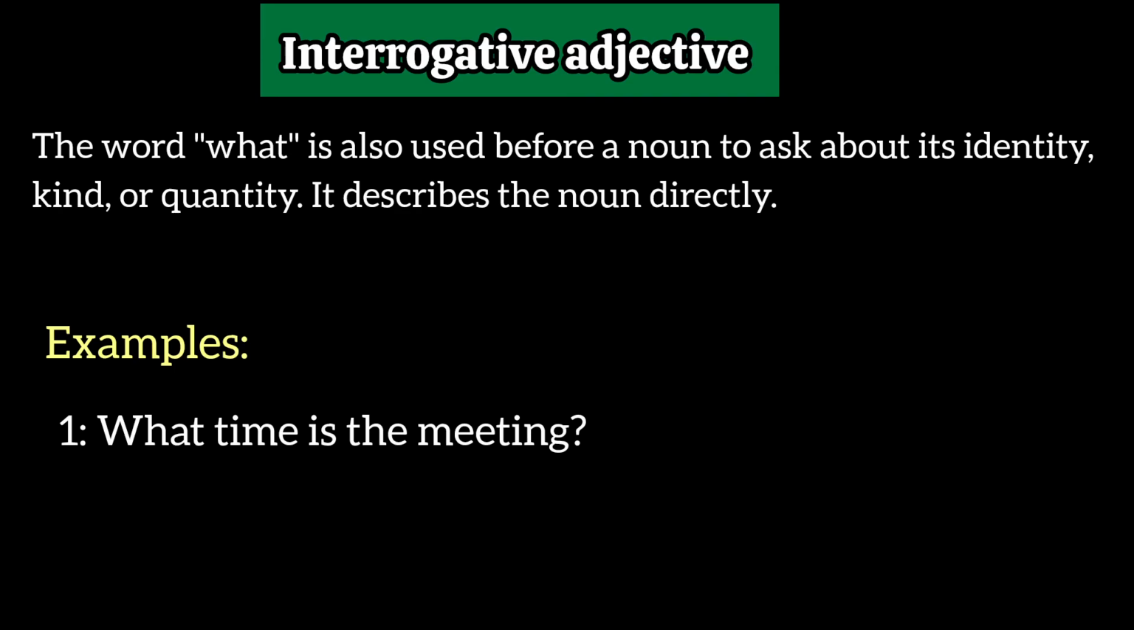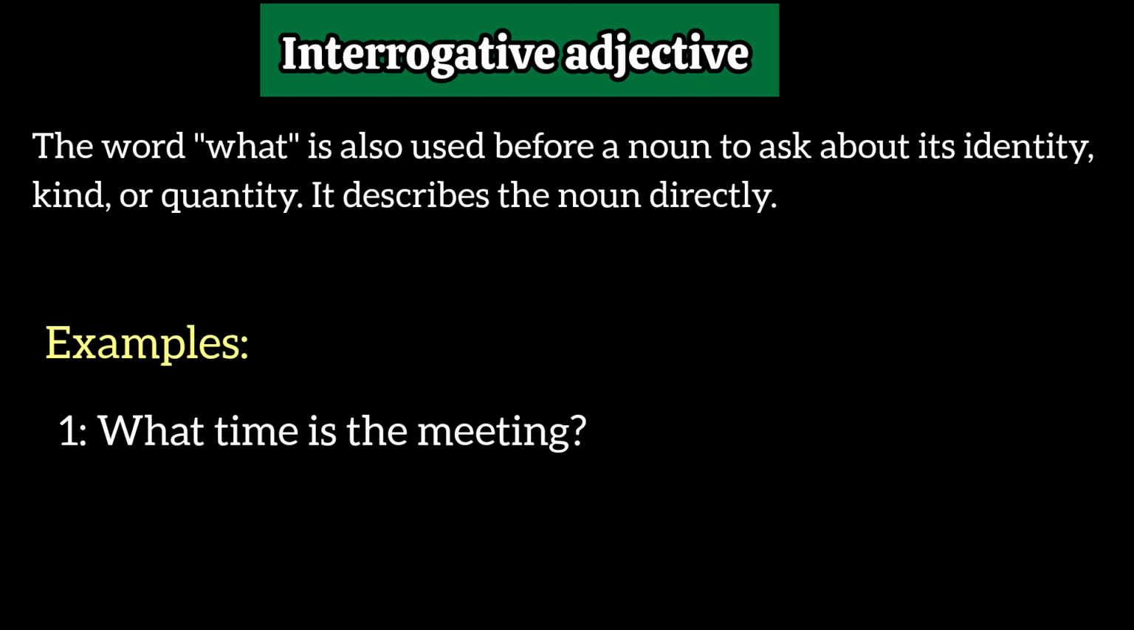In the sentence, it functions as an interrogative adjective because it is used to ask a question and directly modifies the noun time. Unlike interrogative pronouns, which stand alone, interrogative adjectives are always followed by a noun and describe or specify something about that noun.